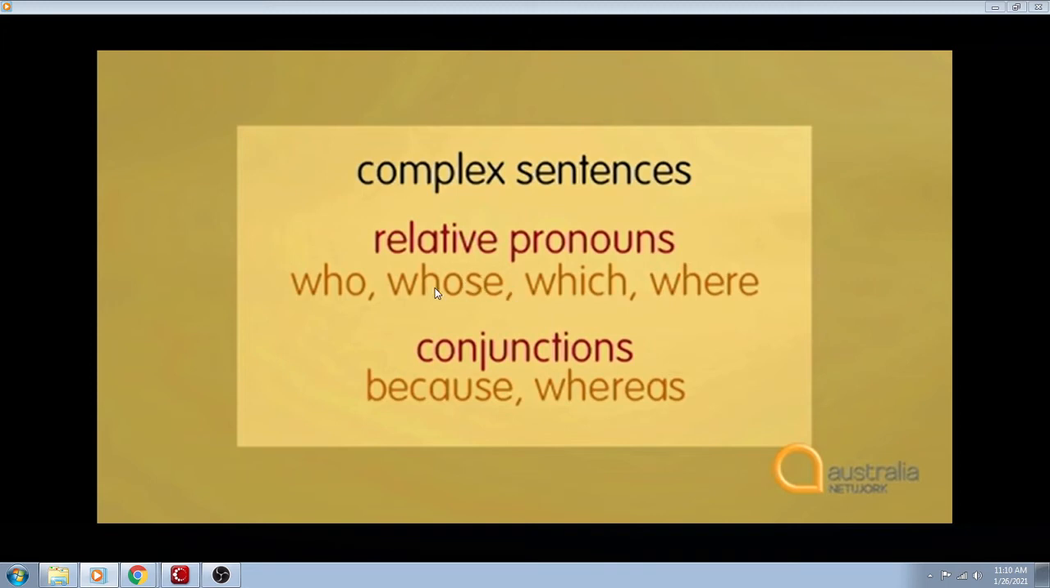So when we have a dependent and an independent clause, we create a complex sentence. And the linker can be a conjunction, a subordinating conjunction, or a relative pronoun like these pronouns. When writing or speaking, it's important for you to practice using a variety of sentences. You'll need to use simple, compound, and complex sentences.